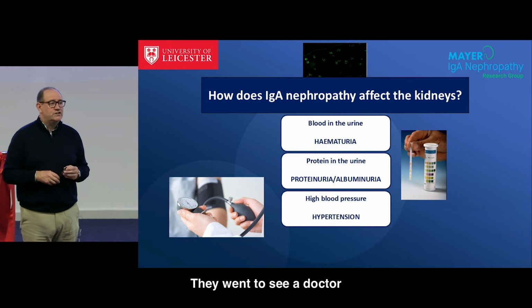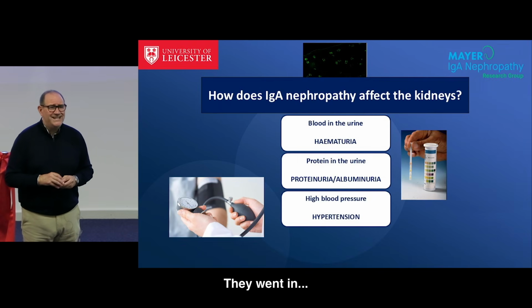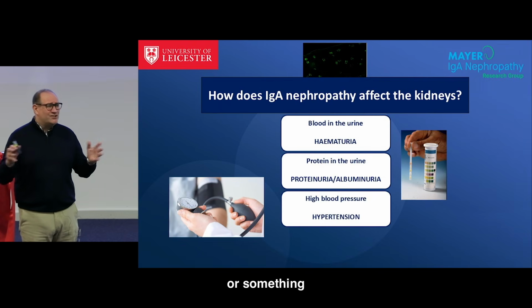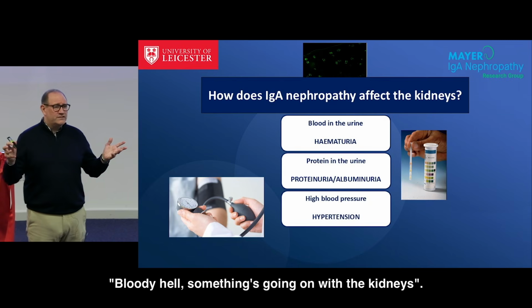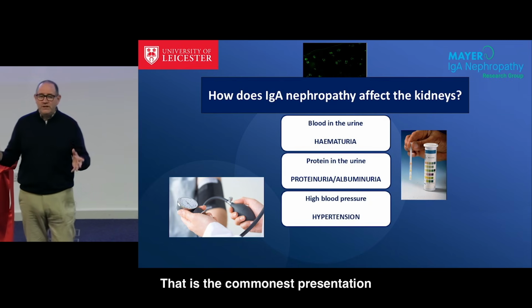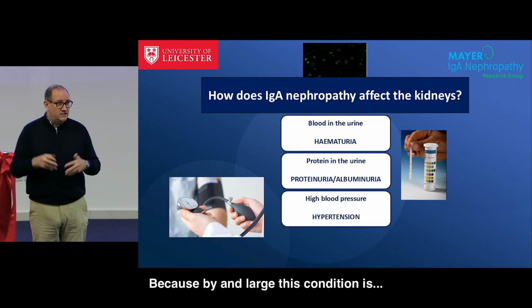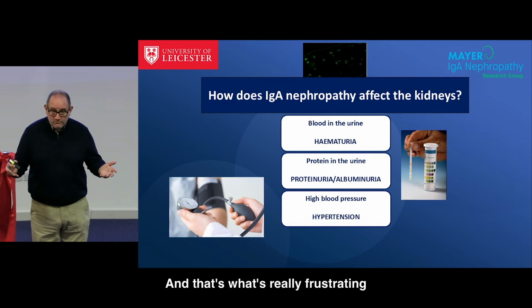They went to see a doctor, and actually they weren't going because their kidneys were a problem. They went in and someone did a test or something, and they went, bloody hell, something's going on with the kidneys. So lots of hands going up. That is the commonest presentation we see, because by and large, this condition does have no symptoms.